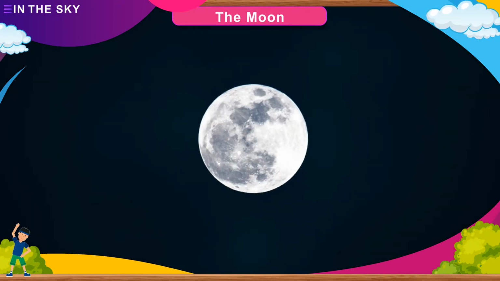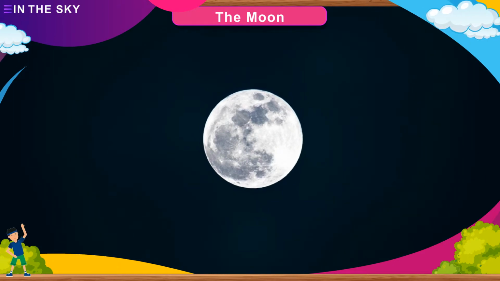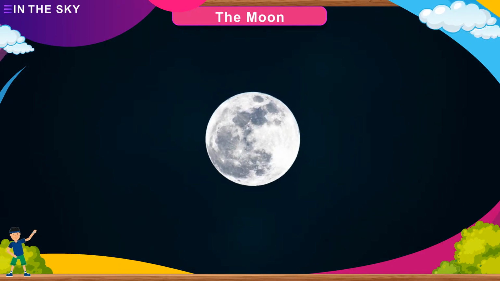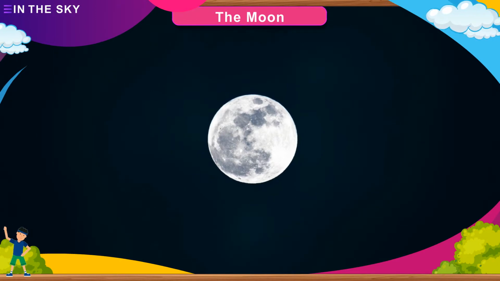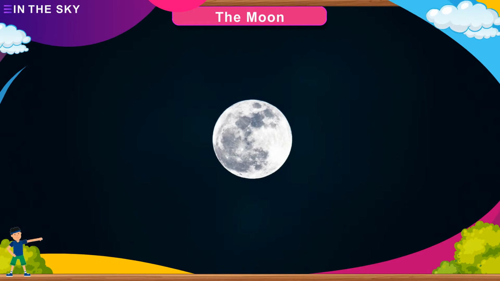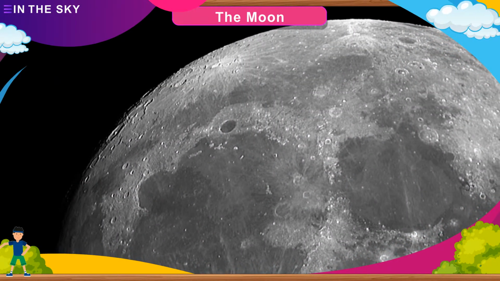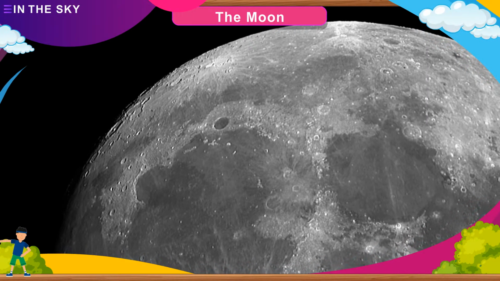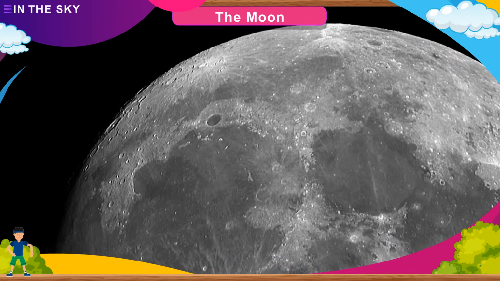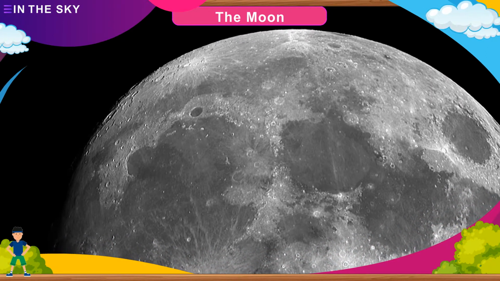The moon. The moon is a heavenly body that moves around the earth. We see the moon at night. It is round in shape and smaller than the sun and the earth. The moon is made of rocks. It has no light of its own. It shines as it reflects the sunlight that falls on it.